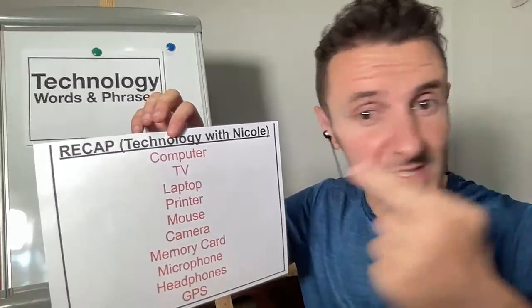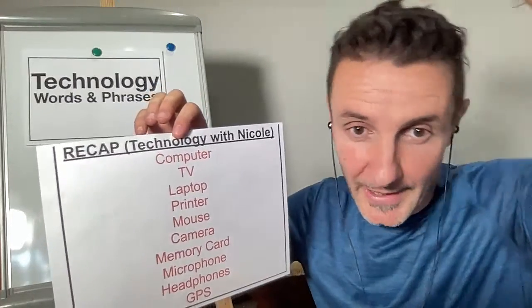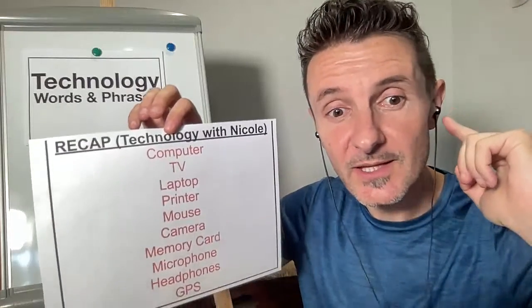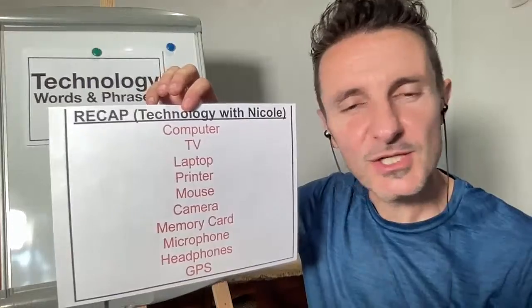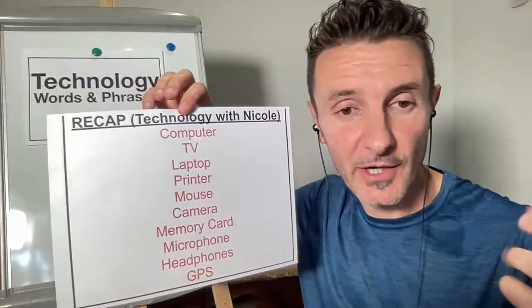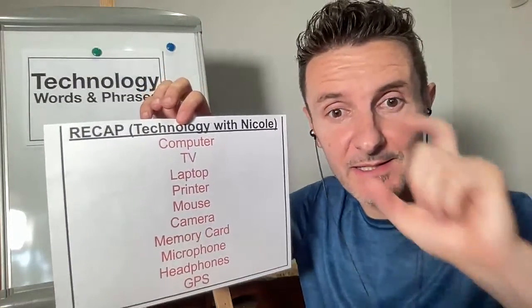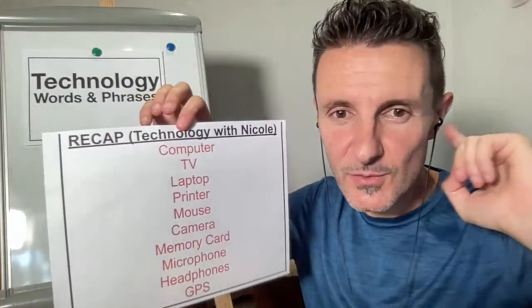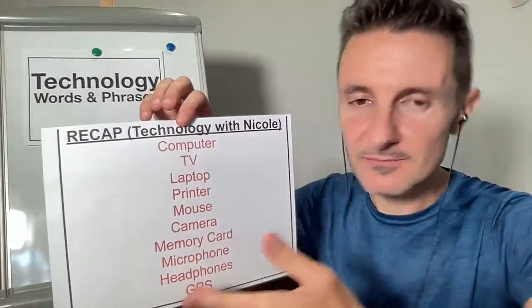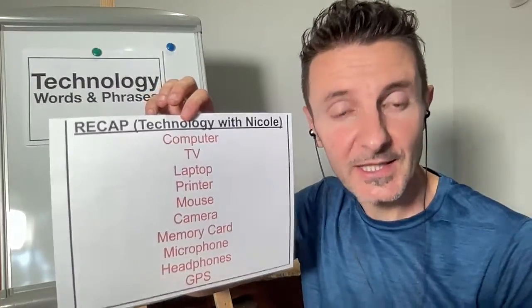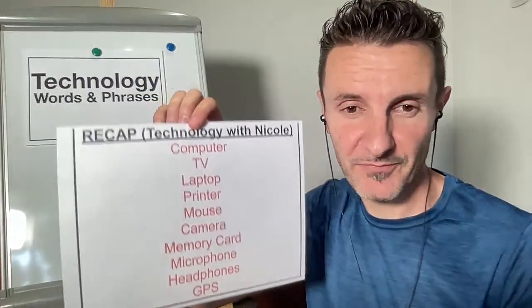Headphones, also known as earphones. Headphones are the ones that are big and they go over your head. That's what they call headphones. And these ones are called earphones. And then GPS. GPS is what we all have on our phones that help us to connect on the mobile phone to other people so we can talk to them. So these are some of the words that Nicole covers in her first technology video.